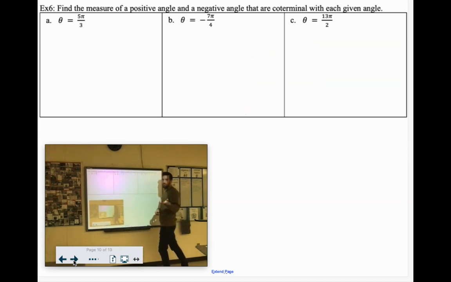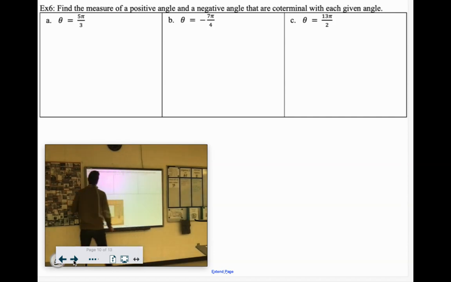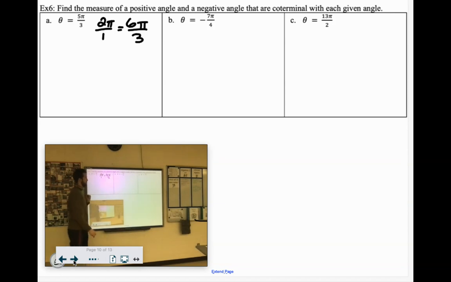Again, we're going to be adding or subtracting 2 pi radians to each of these. So 5 pi over 3, let's think of 2 pi over 1, which again is one full rotation. If we were getting it to thirds, 1 times 3 gives you 3. 2 pi times 3 would be 6 pi over 3. So one full rotation in this case would be 6 pi over 3.